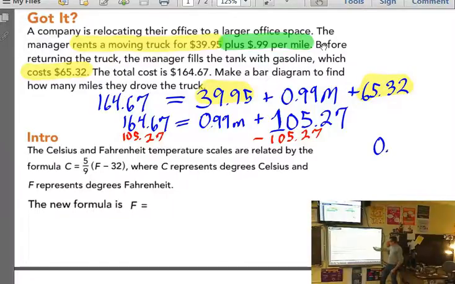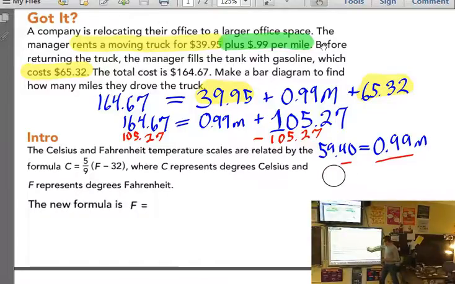Yep. So, my right side still has that 99 cents M. What's your left side now? 59.40. Yeah, it's money. So, $59.40. Then you divide by 0.99 on both sides, and you get 60 equals M.